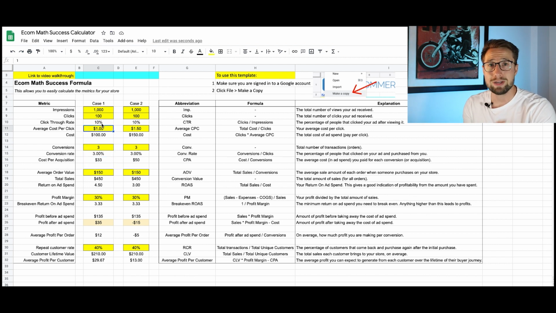If it's yellow, it means you can edit these fields. Don't touch the other ones because they're formulas, okay? So three conversions, 3% conversion rate, and you'll see here, look, we already have a difference in the cost per acquisition. Cost per acquisition is, on average, how much are you paying to acquire each customer? So just by increasing your bid to $1.50, suddenly you're paying $17 more to acquire that customer.